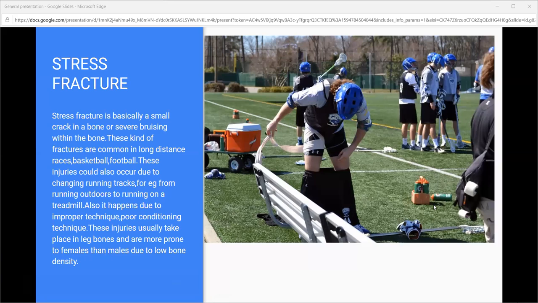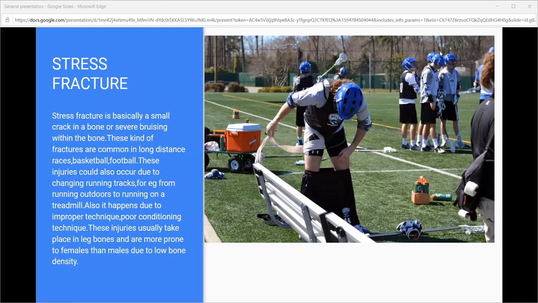Imagine you've been in the habit of running outdoors, on the field, running across the country and all. And suddenly, due to this lockdown, you start running on the treadmill and you're completely not used to it. With a stress fracture, you are totally inviting this kind of fracture to yourself, because a major point in this injury is that it also happens because of changing running tracks.